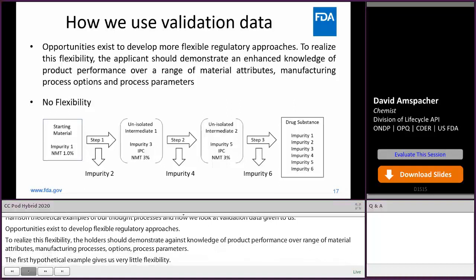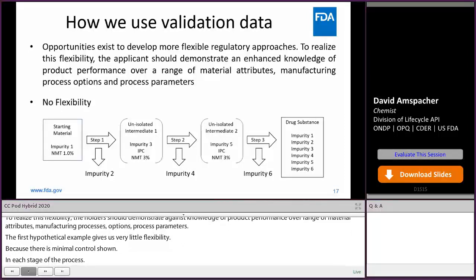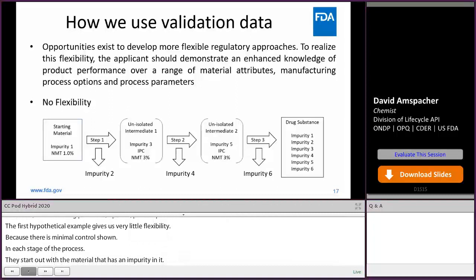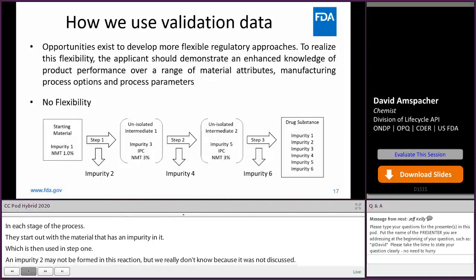We start out with the starting material that has an impurity in it, which is then used in step 1. Impurity 2 may or may not be formed in this reaction, but we really don't know because it was not discussed. Impurity 3 is formed, but the only control is an in-process test. The intermediate that is formed is not isolated, so at this point we do not know where impurity 1, 2, or 3 is. The unisolated intermediate is then used in step 2, where impurity 4 may or may not be formed, but it is not discussed, so I really don't know.